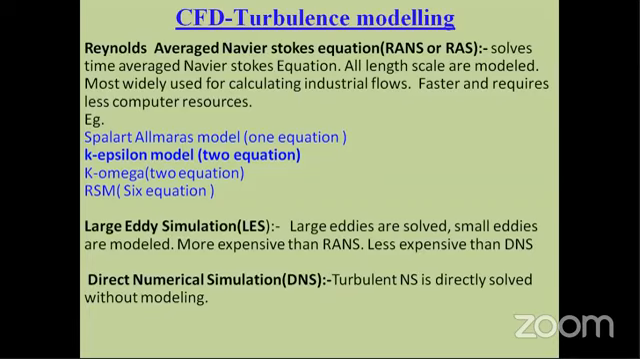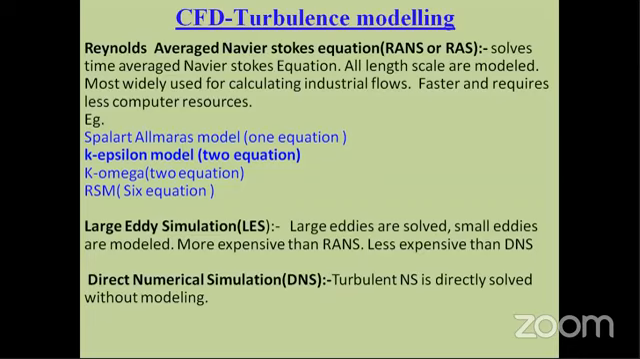Now we'll see the Reynolds averaged Navier-Stokes equation. It is called RANS. RANS is what? It is the momentum equation, and it is time averaged. When it is time averaged, we get some unknown quantities, and for these unknown quantities, we do some mathematical treatment to get the model called turbulence models.